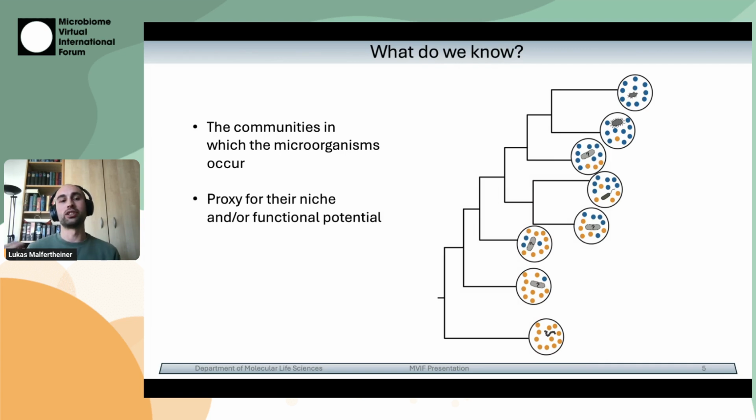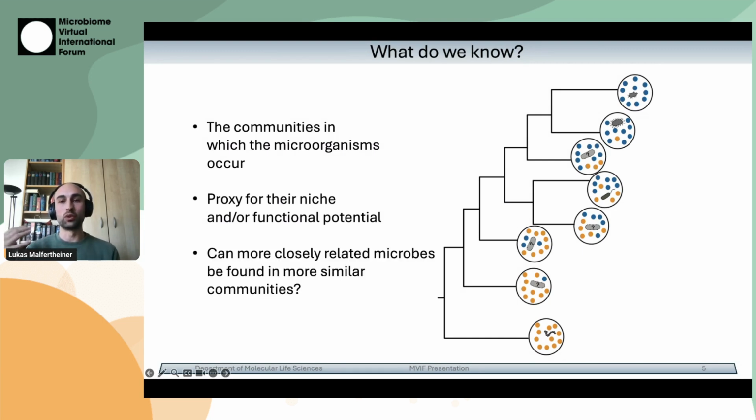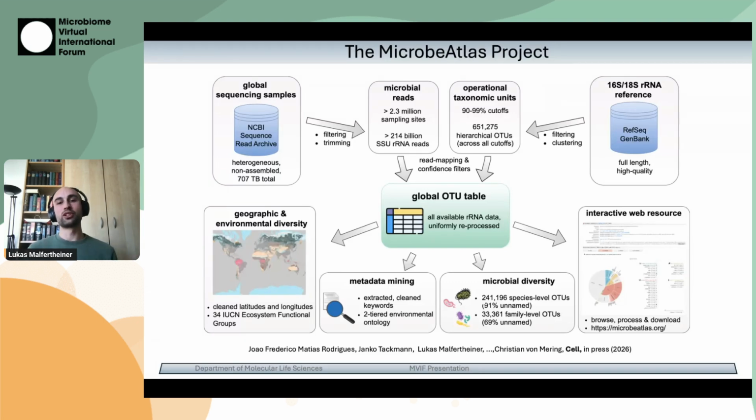And we hypothesize here that we can take this community composition as a proxy for the niche and/or functional potential of a microbe. So to summarize this in one question, we want to answer whether or not two closely related species, OTUs, are found in similar microbial communities to one another. And in order to answer this, we need a lot of data. And this is where the Microbe Atlas project comes into play.